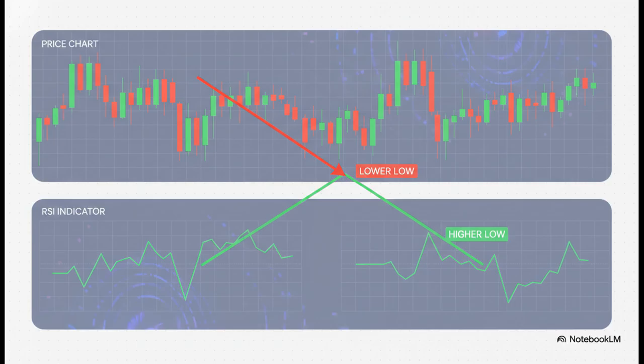Let me show you exactly what I mean. On the chart, the price itself makes a new low, a lower low. To the naked eye, that looks pretty bearish, right? But at the exact same moment, you look down at the RSI and it's making a higher low. You see that? The price went down, but the momentum behind that move actually got weaker. That disagreement, that is the signal we're looking for.